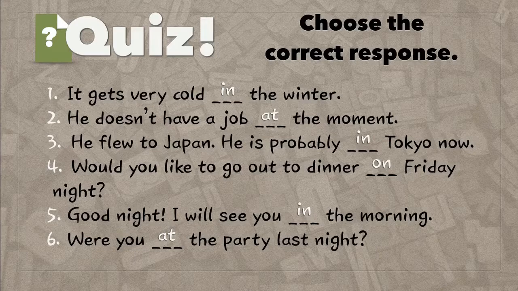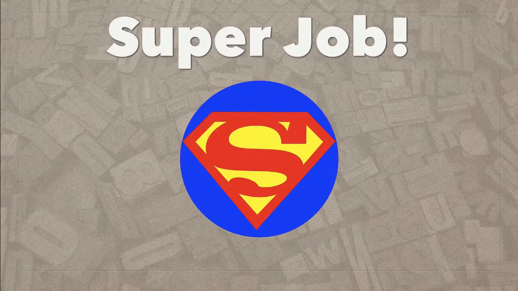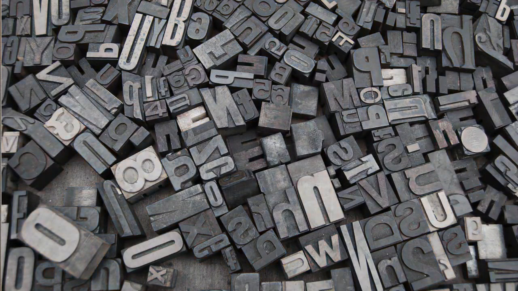How well did you do? Pretty good? All right, super job. That's it for getting into prepositions. Don't forget to check out your worksheets and see you soon for the next lesson.